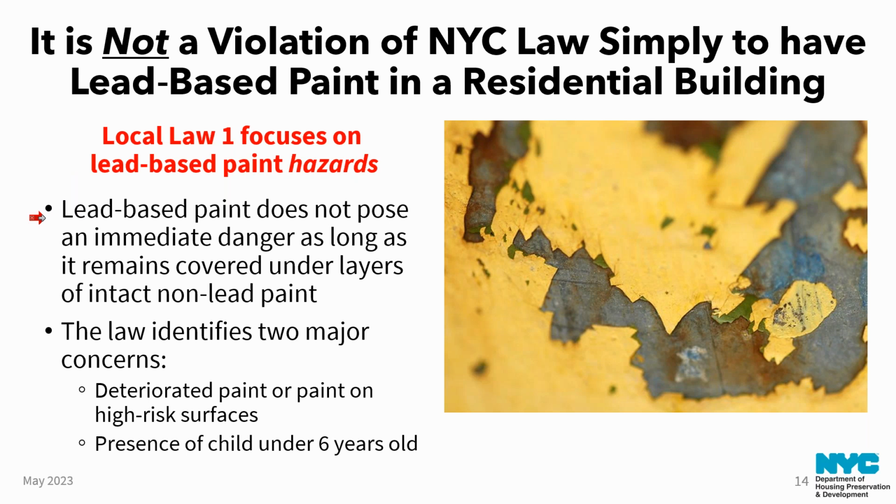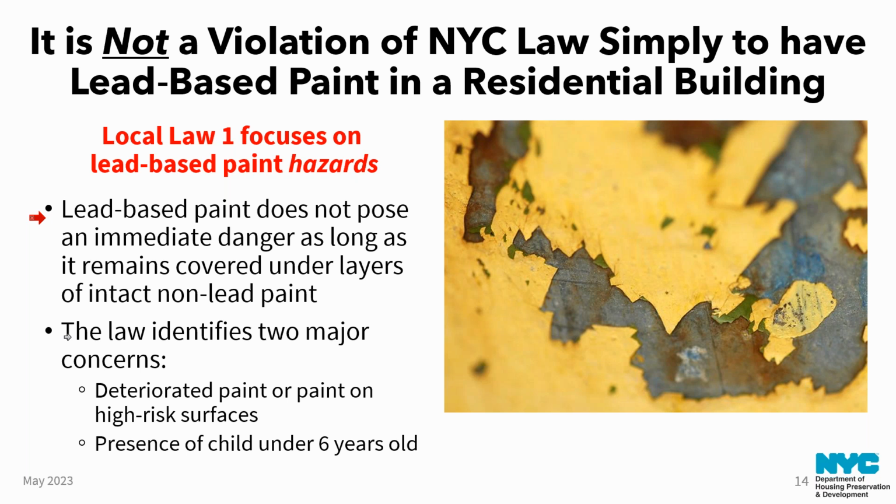So as long as lead-based paint is covered up under intact layers of non-lead-based paint, it is not considered to be an immediate danger. That non-lead paint is preventing the lead paint from turning into dust or paint chips and getting into the child's environment where it can harm them. So it's not considered an immediate danger. It's not a violation to have intact lead-based paint covered up under non-lead paint in units within your buildings.